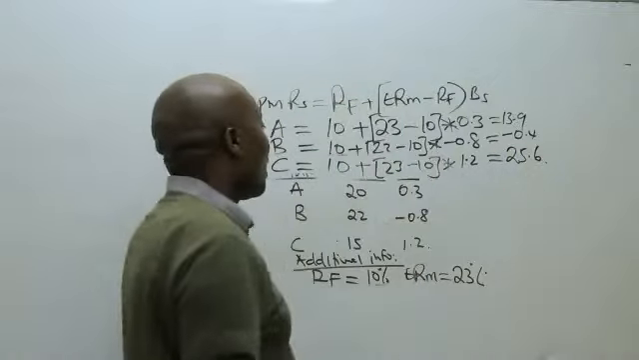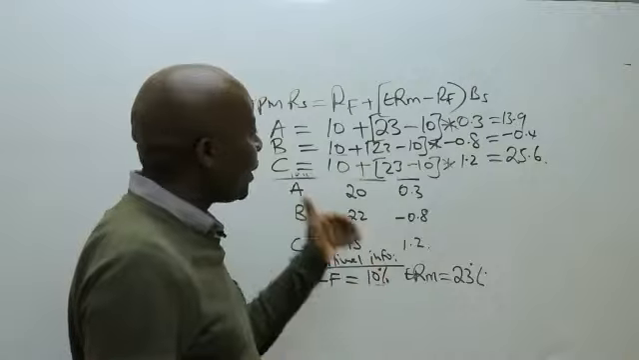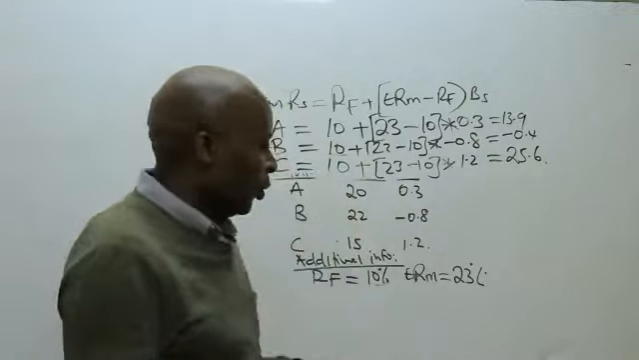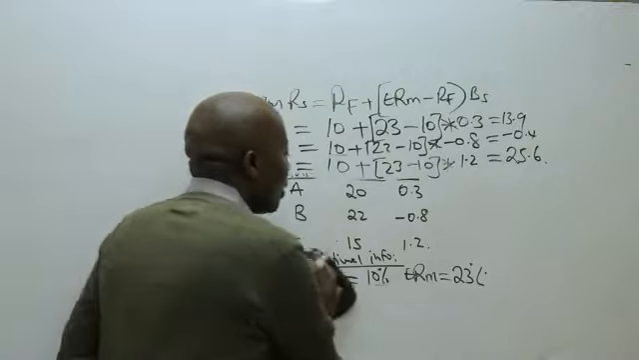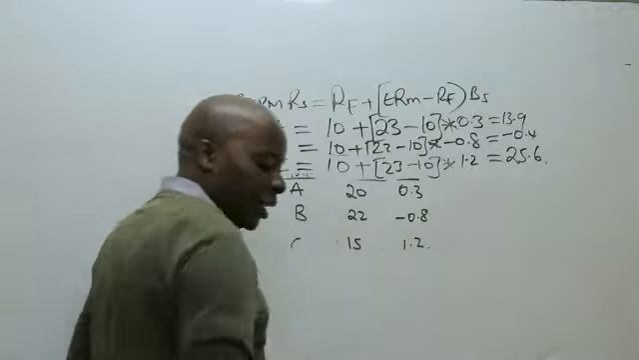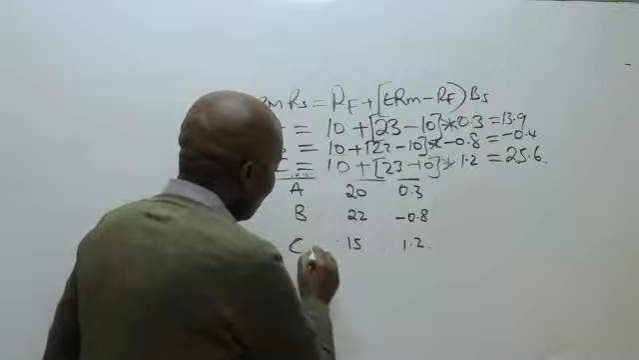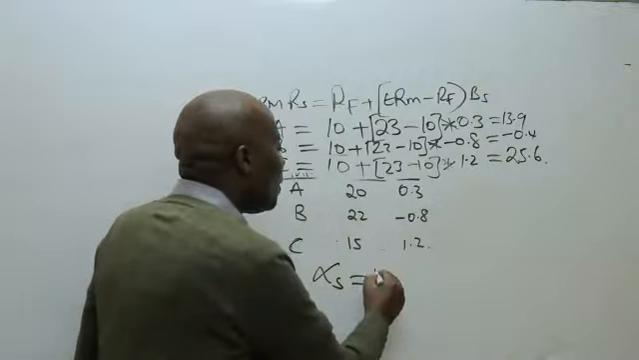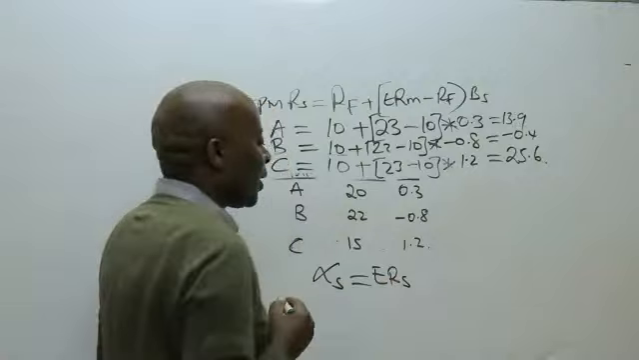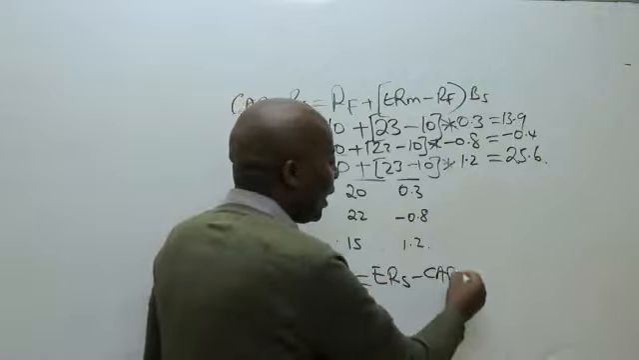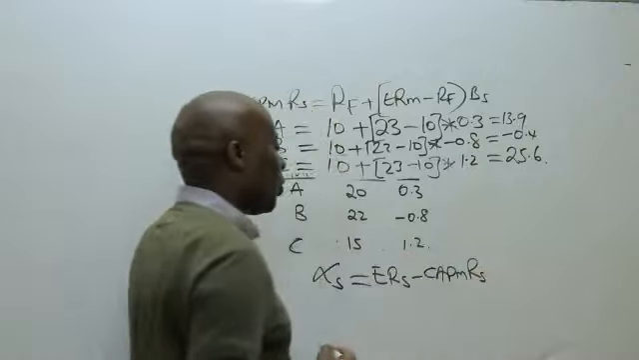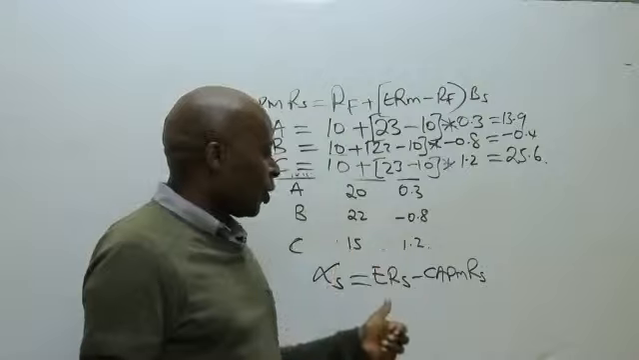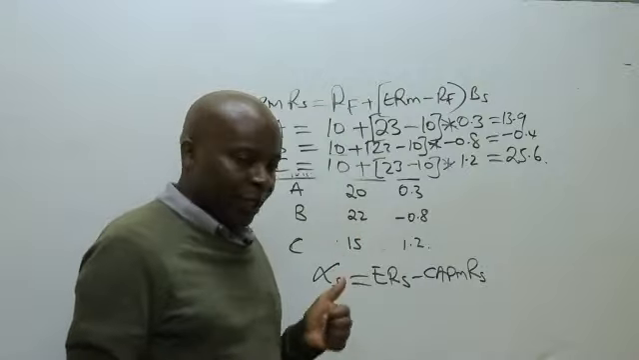Now, ladies and gentlemen, having gotten the CAPM returns, I will very easily give you the Jensen's alpha values. So come and mention there, Jensen's alpha values. How do we get them? The alpha of a security will always be obtained by taking the expected returns of the security minus the CAPM returns of the security.